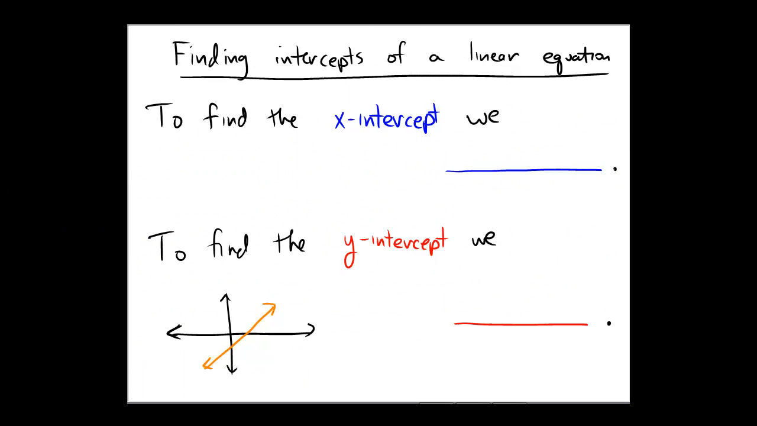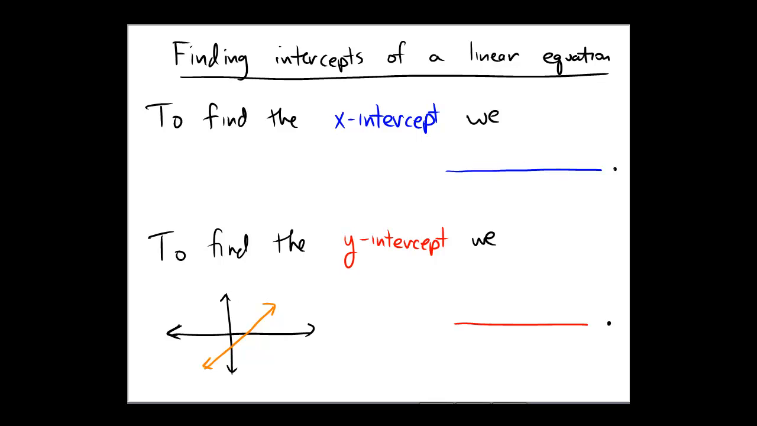Here's an interesting question. How would we find the intercepts of a linear equation in general, x-intercepts or y-intercepts, especially when the equation is not written in, let's say, a convenient form such as slope-intercept?